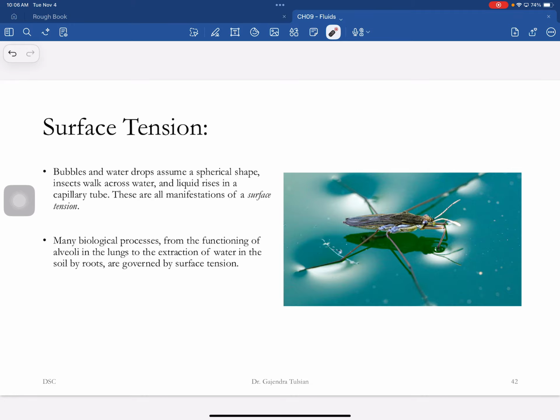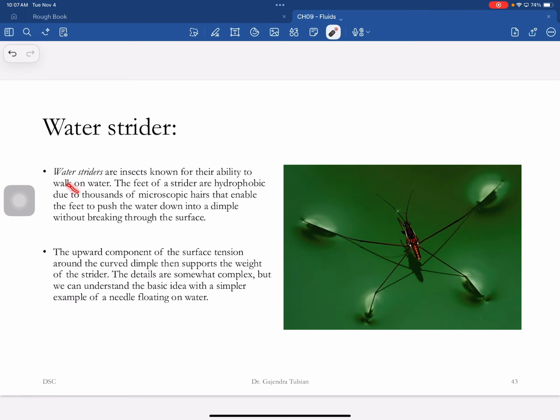Okay. So let's see how this guy walks on water. How come he doesn't fall through? Okay. So water striders, these guys are water striders, are known for their ability to walk on water. The feet of a strider are hydrophobic. So the molecules on the feet are not attracted to water. They're hydrophobic due to thousands of microscopic hairs that enable the feet to push the water down into a dimple without breaking the surface. So the upward component of the surface tension around the curved dimple then supports the weight of the strider. So here's an example.